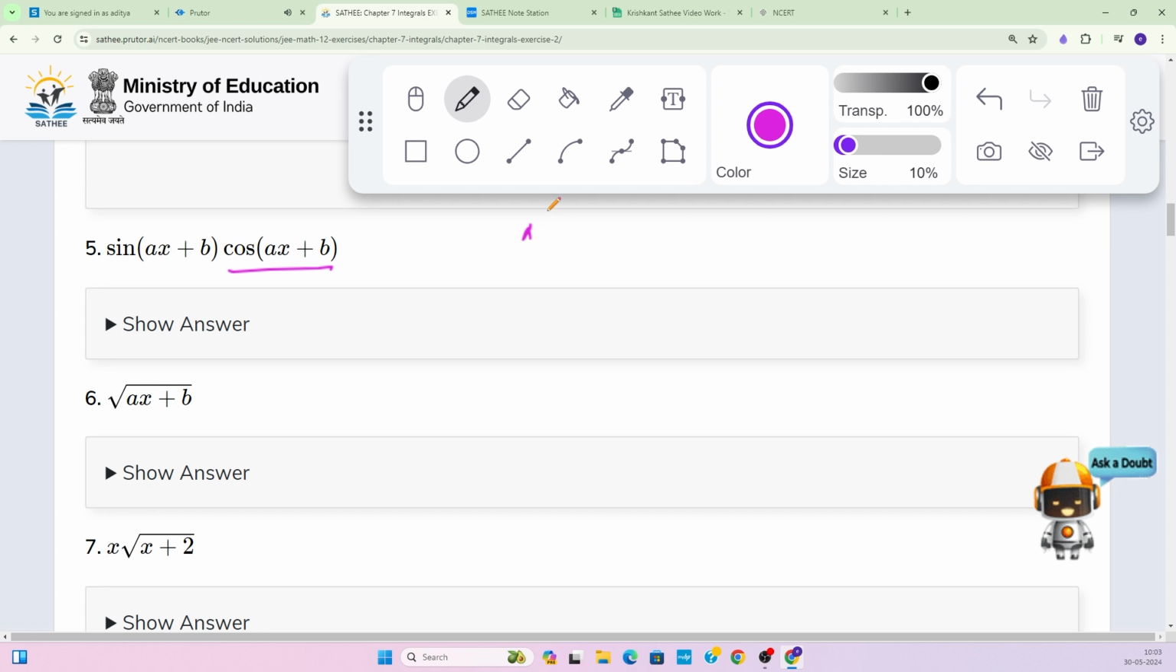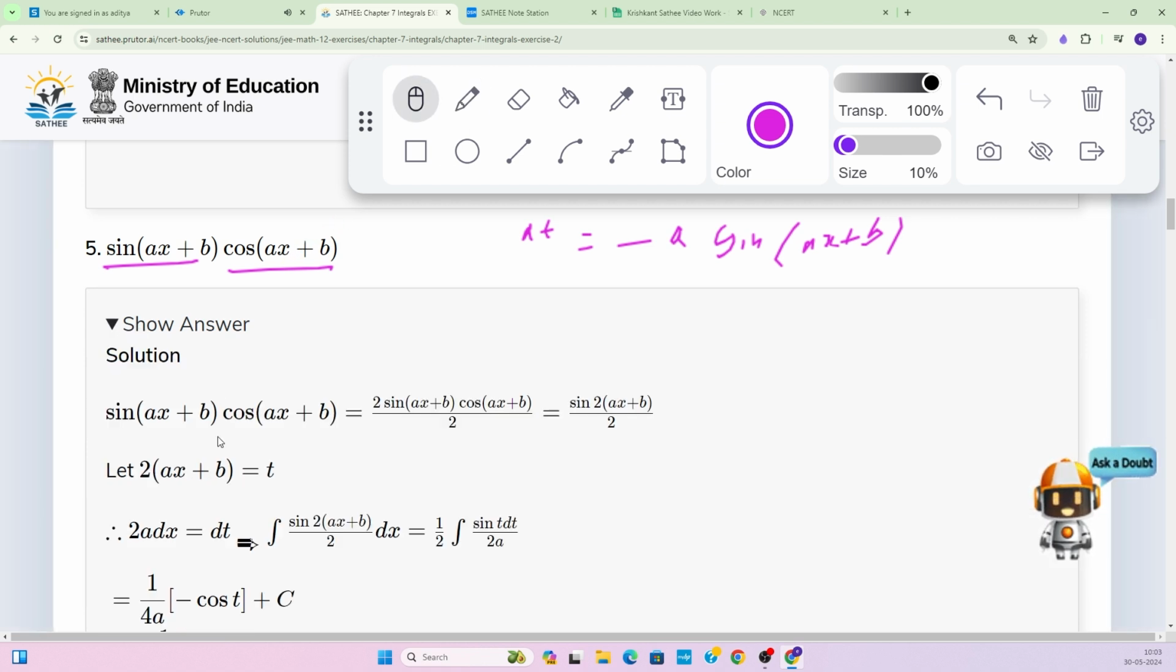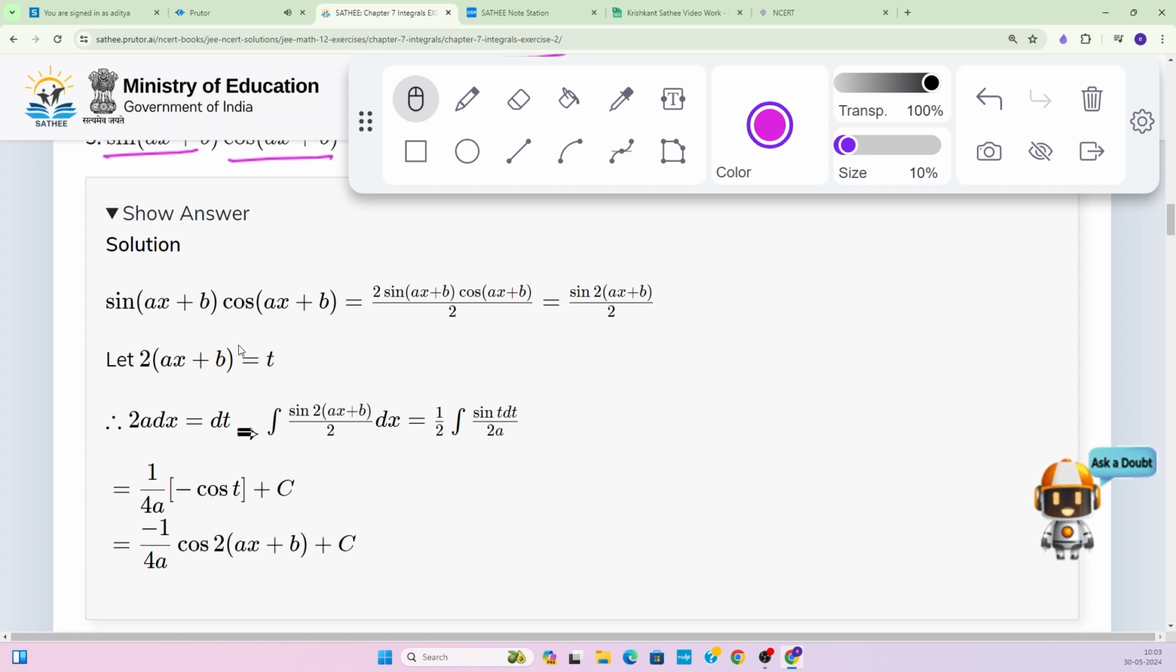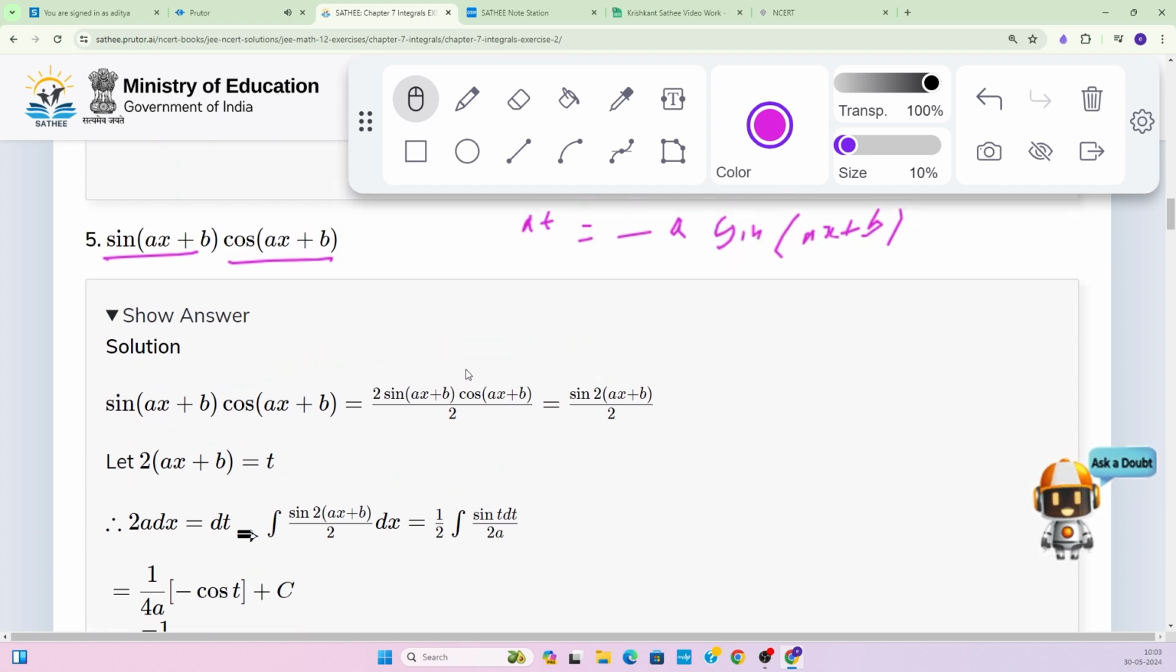T, then you will have dt is equal to minus a sin(ax plus b). You can replace. If you take this as your t, then you can also replace. So whatever choice you make, it will work. So let's see what we will be using. One thing is very clear: if you try to use this, we are using the double angle formula. So do not try to use the double angle formula. Let me go about it using a different method.